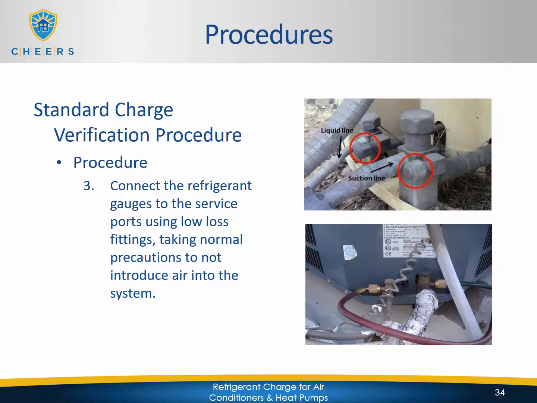Generally, it's going to be a red hose on the red side of the gauges, which is our high pressure side. That's going to be connected to the liquid line. The liquid line is the smaller diameter of the two copper lines that you'll see in the top picture there, as well as on the bottom. It's the one on the left-hand side. It's not always going to be on the left-hand side, but that's where it is here.